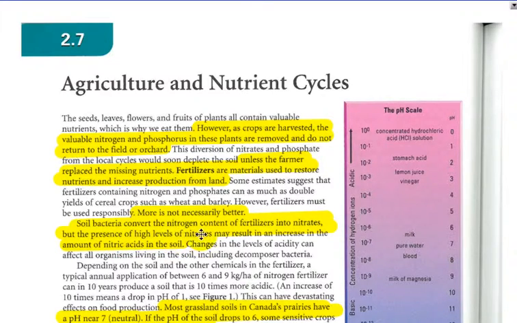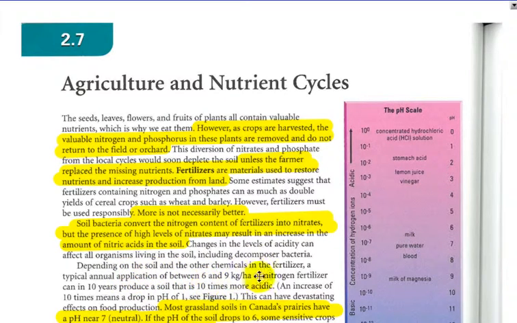Soil bacteria convert nitrogen content of fertilizer into nitrates, as we saw in the nitrogen cycle assignment. But if high levels of nitrates are not used up by crops, they'll remain in the ground. And if we have an accumulation of nitrates, it could turn into nitric acid. So that NO3 molecule combining with hydrogen making HNO3, which is nitric acid. And what that would do is change the acidity level of the ground, and that would affect organisms living in the soil, such as decomposers.